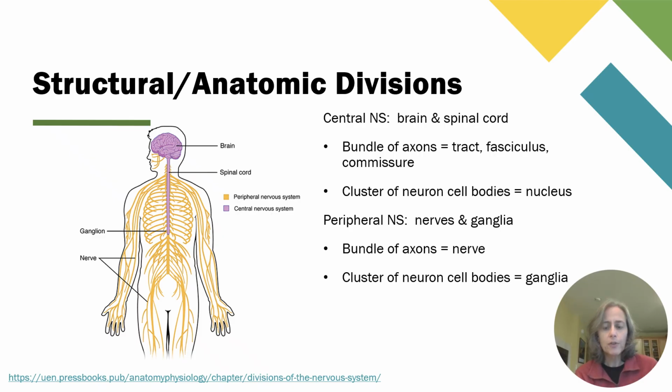Then out in the peripheral nervous system, we have all the nerves, right? So this is everything other than the brain and spinal cord. We have all the nerves, which are just bundles of axons, but out in the peripheral nervous system, we call them nerves. And then we also have clusters of neuron cell bodies, and those are called ganglia. So we've already learned about the dorsal root ganglion, which we find just outside of the spinal cord, where we're going to find the cell bodies of our sensory neurons, the first order sensory neurons. We're going to meet some other ganglia in this lecture.